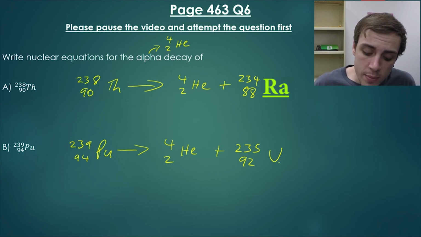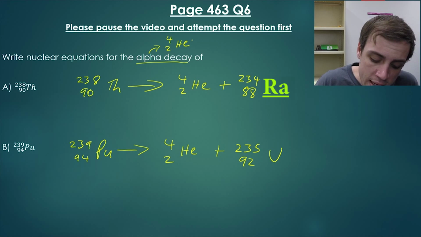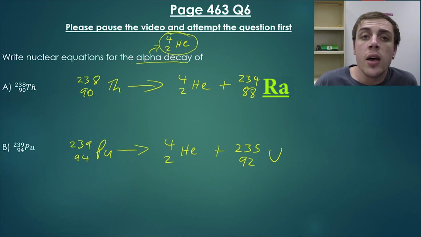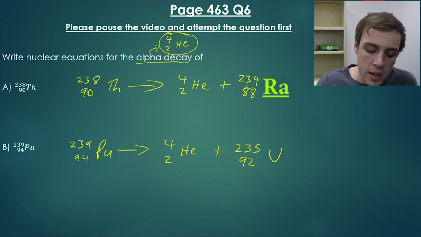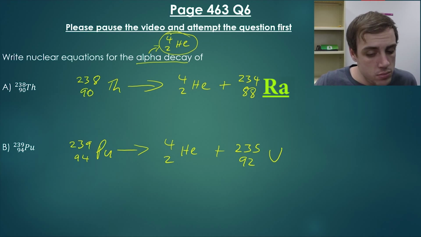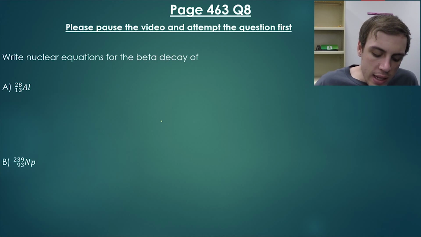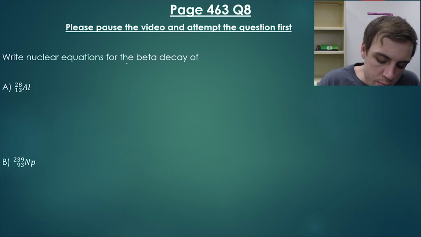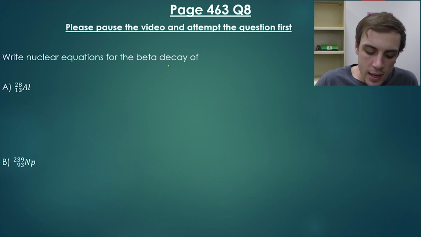The biggest thing to take away from here is that alpha decay is a helium nucleus. If you know the different types of nuclear emissions, so alpha particle, beta particle, and gamma rays, you're laughing. So let's have a look now at the nuclear expressions for the beta decay.